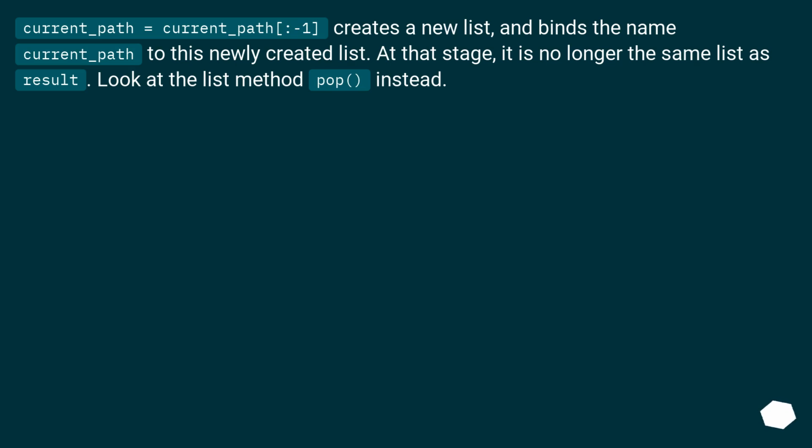current_path = current_path[:-1] creates a new list, and binds the name current_path to this newly created list. At that stage, it is no longer the same list as result. Look at the list method pop instead.